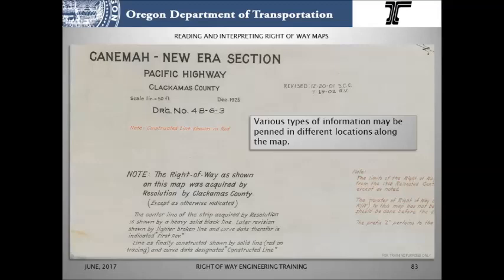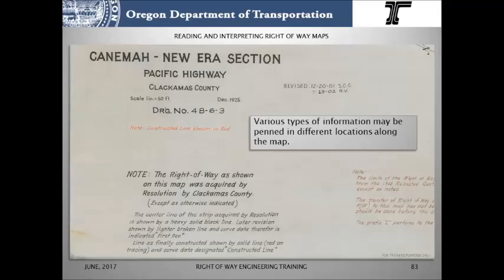Later revision shown by lighter broken line and curve data, therefore, is indicated first rev. Line is finally constructed, shown by a solid line, red on the tracing, and curve data designated constructed line. So a lot of information.